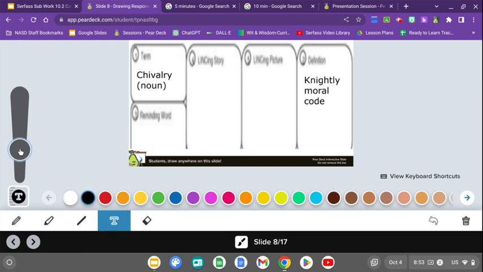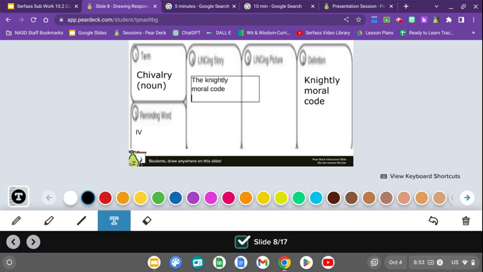So I'm going to make my words just a little bit bigger, and I'm going to attempt to put the words IV right there. So I've got to use the term IV in knightly moral code. Well, I got one. The knightly moral code got me in trouble, and I woke up with an IV.